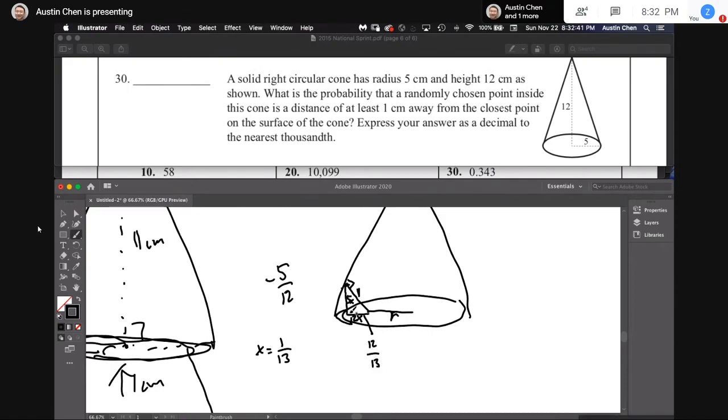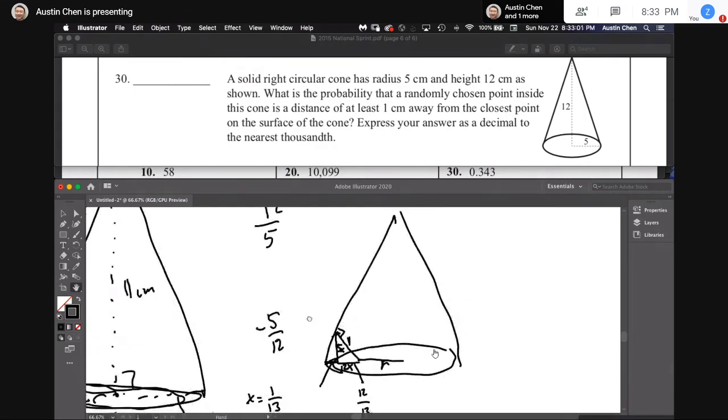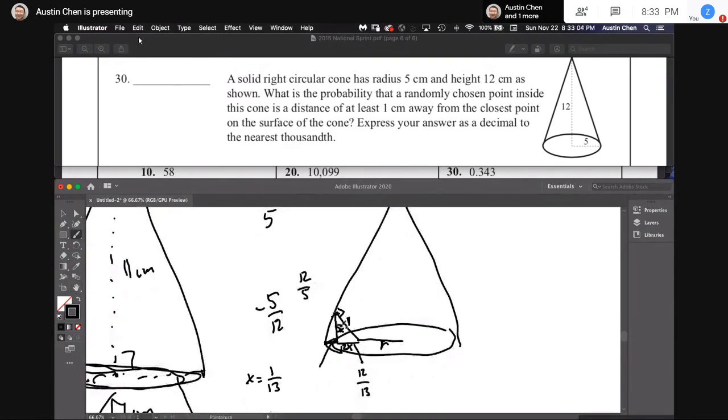So now all we have to do is find the length of this. If we find the length of this, and we have the length of this, then we can find the new radius by subtracting from our old radius this and that, right? Now, how can we find this? Well, we can just use the slope of the cone. The slope of the cone is 12/5. And that right there is 5x, and x was 1/13, so this is 5/13.